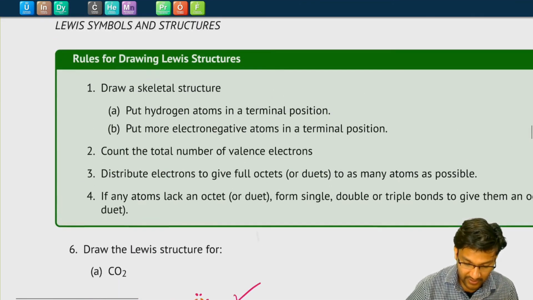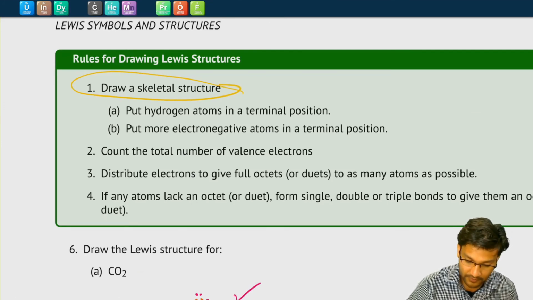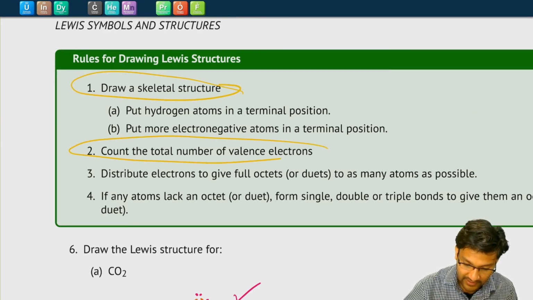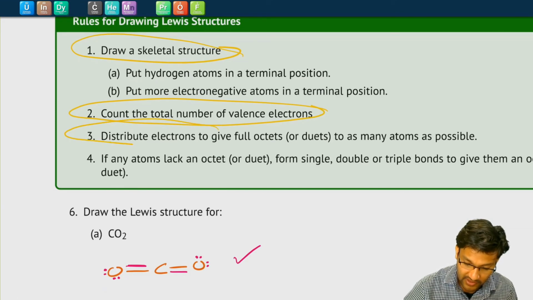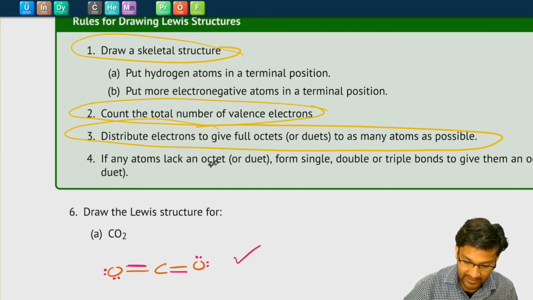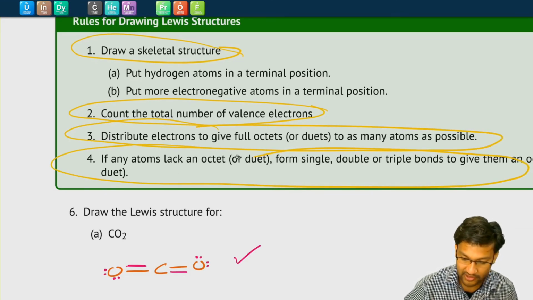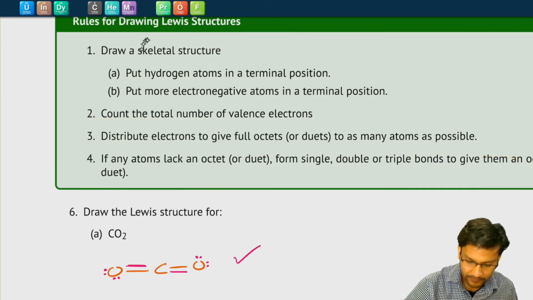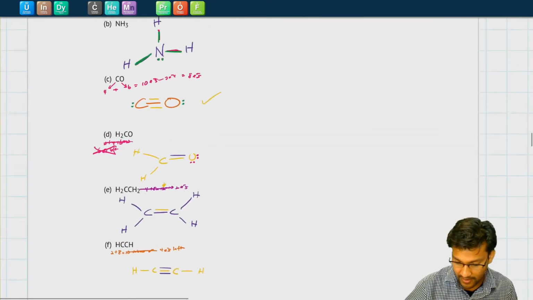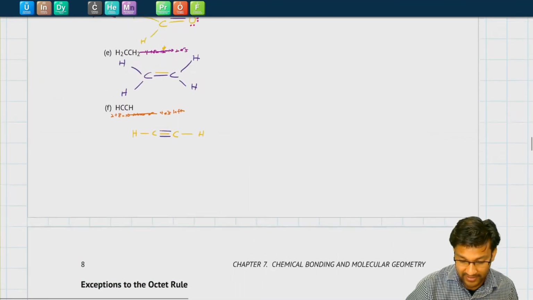So the steps to doing that is we draw a skeletal structure first. We then count the number of valence electrons. Then we distribute those electrons. And then if anything is still missing electrons, we just start to share them to form more bonds. All right, that will bring us to the end of this lecture.